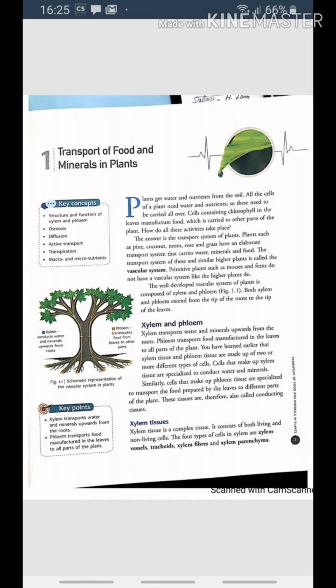You have already learned that xylem tissue and phloem tissue are made up of two or more different types of cells. Cells that make up xylem tissue are specialized to conduct water and minerals. Similarly, cells that make up phloem tissue are specialized to transport the food prepared by the leaves to different parts of the plant. Now children, see the absorption of water and minerals.